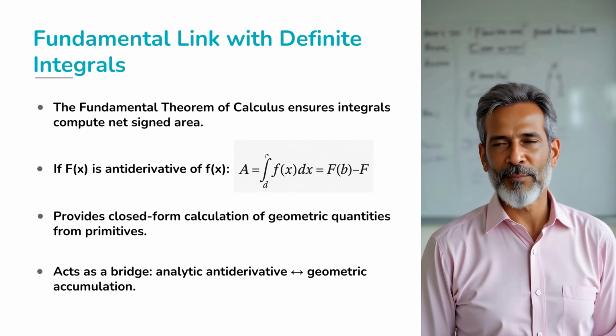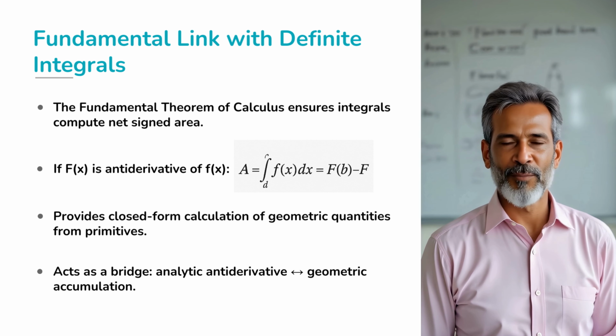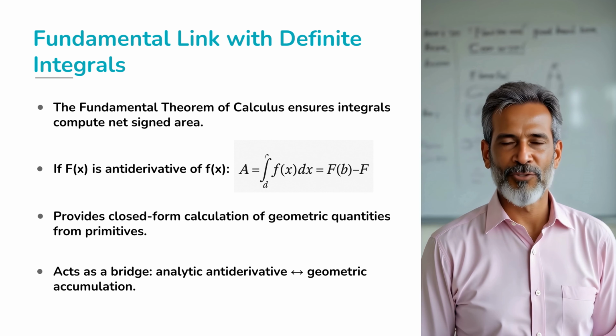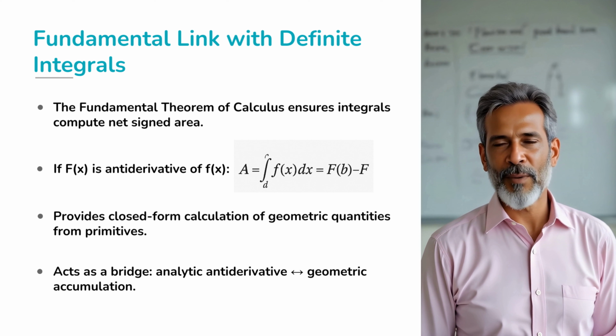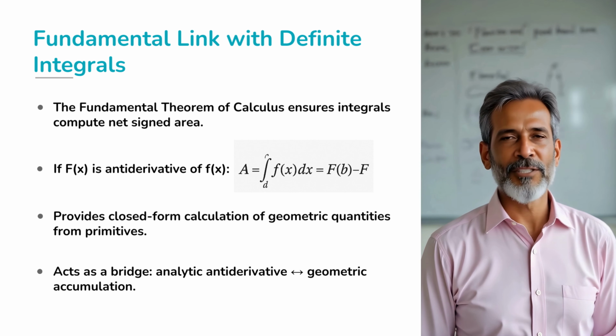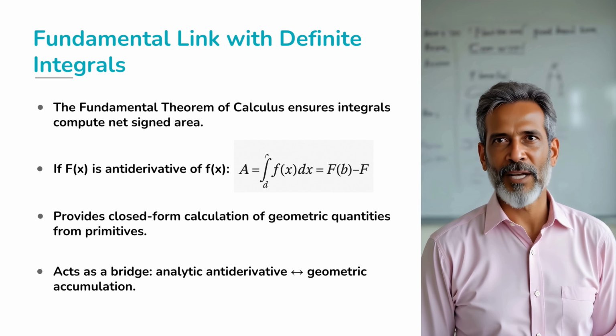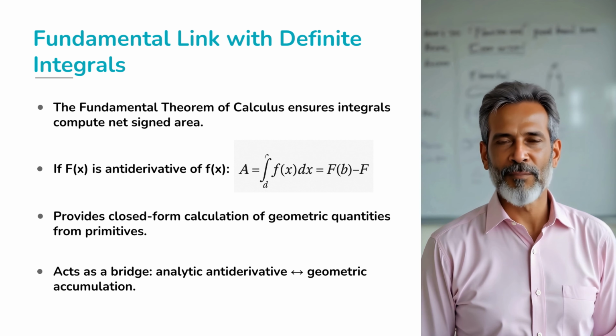Let's connect all of this back to calculus. The Fundamental Theorem of Calculus states that if capital F of x is an antiderivative of small f of x, then the integral from a to b of small f of x dx equals capital F of b minus capital F of a. This means that instead of endlessly summing rectangles, we can compute the exact area by evaluating antiderivatives at the endpoints. It's like opening a shortcut tunnel between algebra and geometry. This bridge is what allows us to compute real geometric areas with exact formulas.